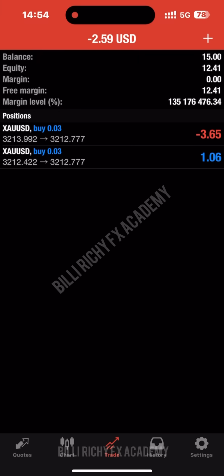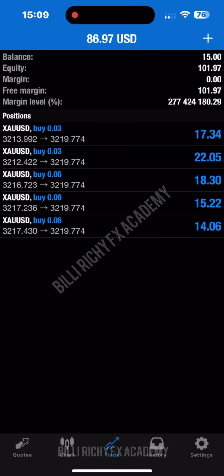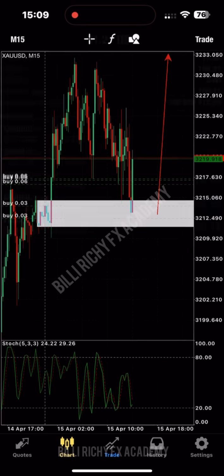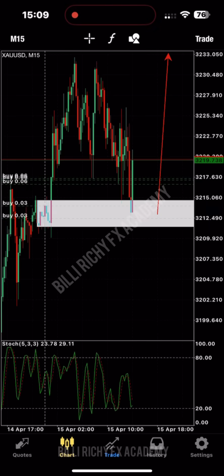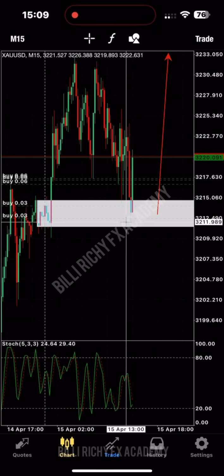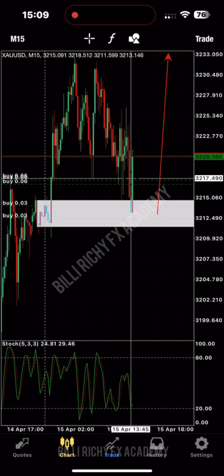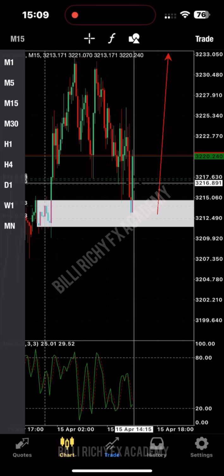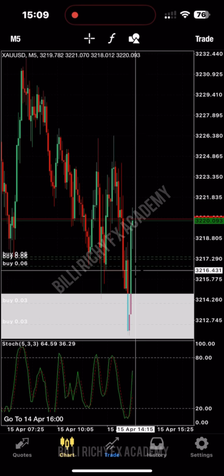Okay, so look at our balance and our running positions. So guys, boom, we are up over $100 right now. So let's see what happened. Immediately, as I told you guys, it just started going up, and then you can see here I just added a few positions and then up, straight up. So I knew it was going to happen like that.